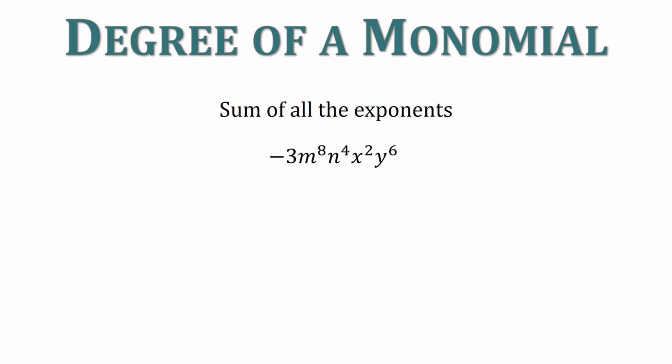Now, we can also classify these different polynomials using their degree. A monomial is a little bit different than the other ones, so we're going to look at that one specifically. When you see a monomial, you're going to sum all of the exponents. For example, if we have negative 3m to the 8, n to the 4th, x squared, y to the 6th, that is all one term. And I see these 4 exponents, 8 plus 4 plus 2 plus 6. Adding all of those together, I determine that this monomial has a degree of 20.